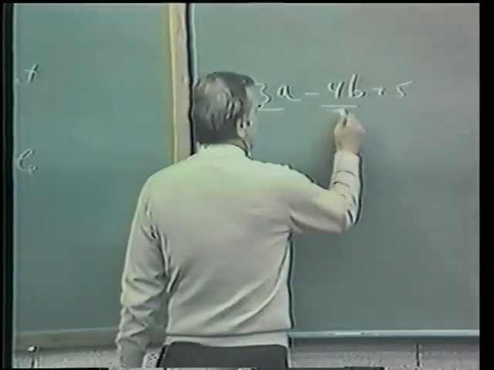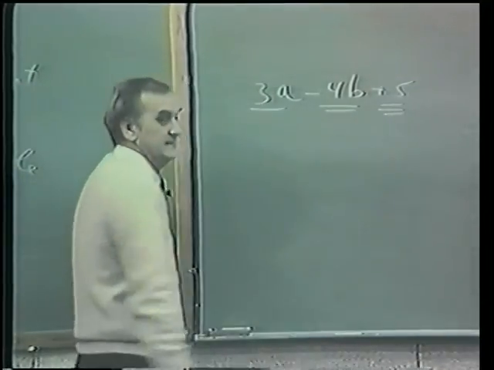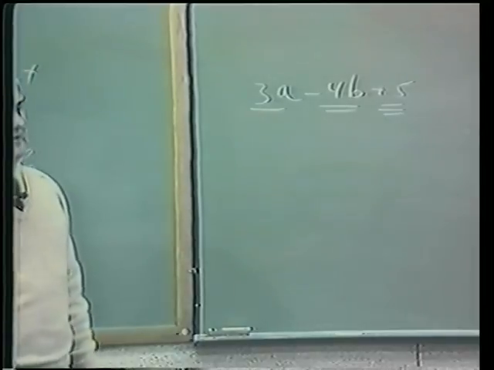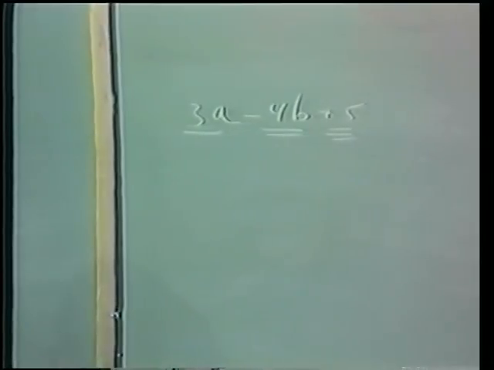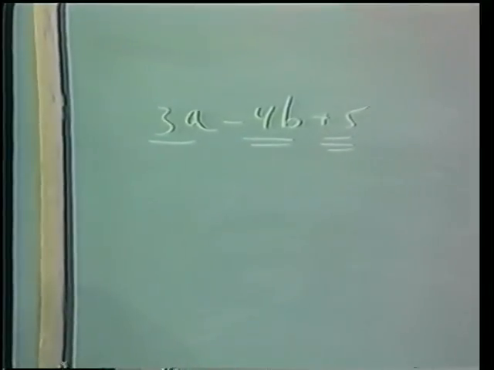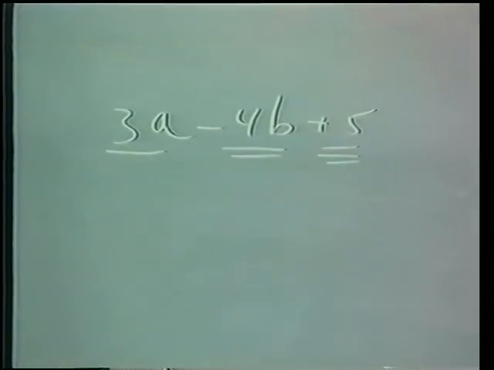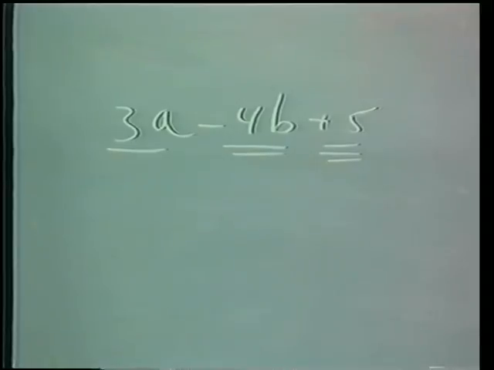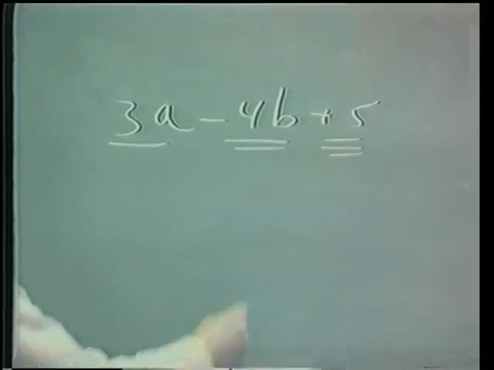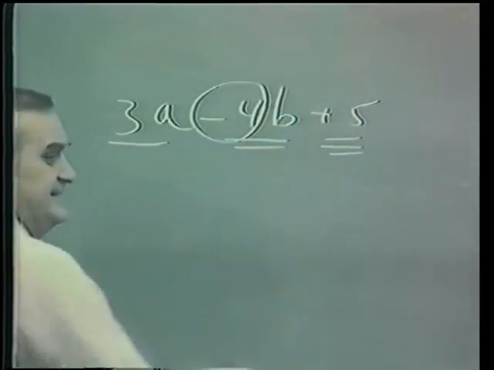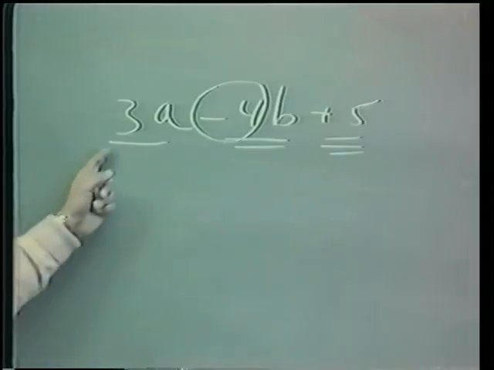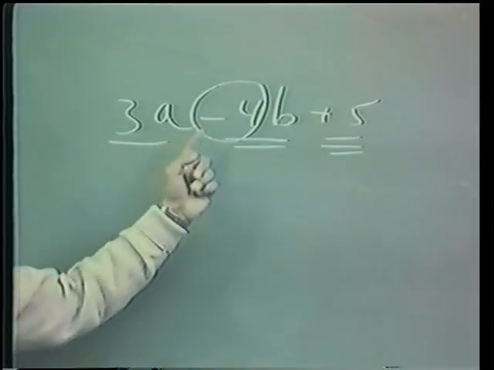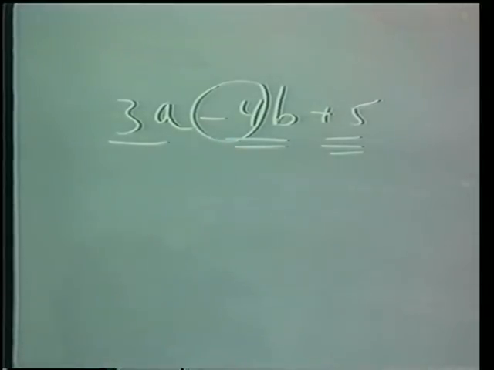1, 2, 3. What would be the coefficient of the second term? 4. Nope. He said 4. Negative 4. The sign goes with the number. The numerical coefficient is a negative 4. This is an algebraic expression, a polynomial with 3 terms.